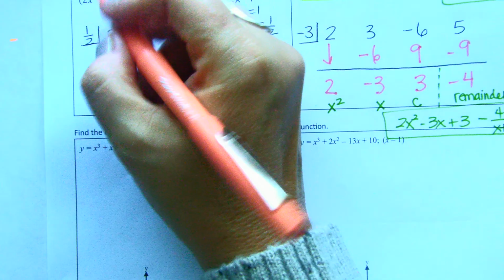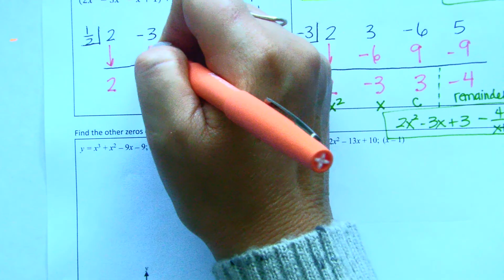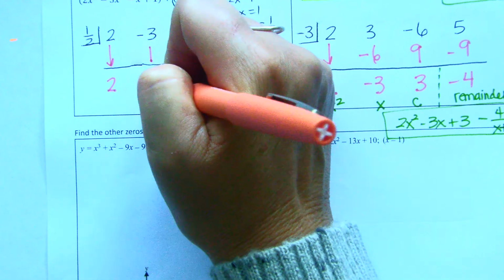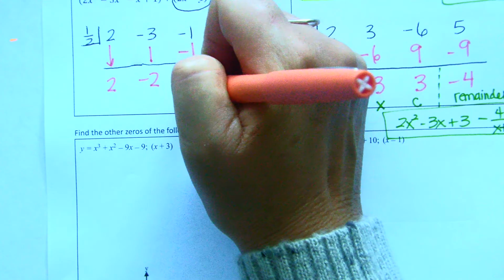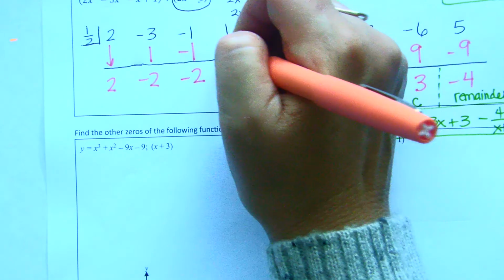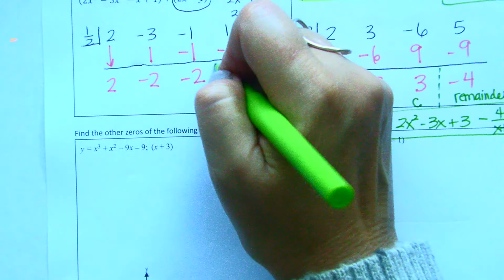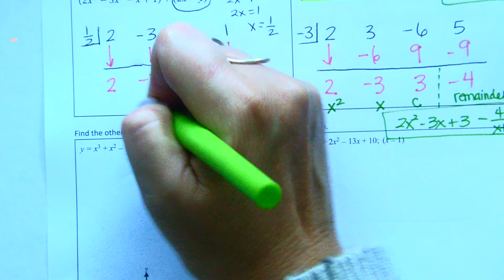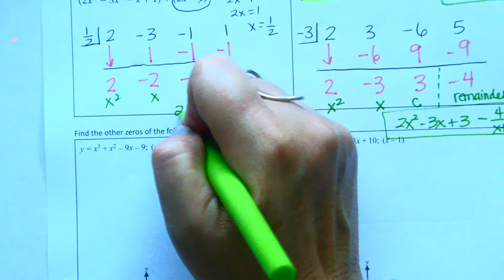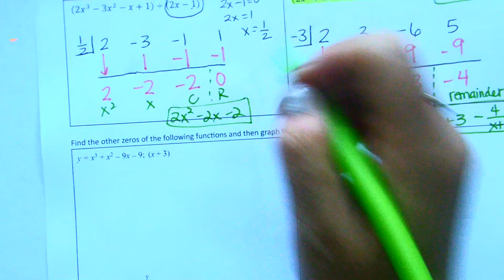If you paused it, welcome back. I bring this down. 2 times 1/2 is a 1. And then I add these. -2 times 1/2 is a -1. Then I add these. -2 times 1/2 is a -1. Okay, great. So then this is the remainder, the constant, the x, and the x squared. So I have 2x squared minus 2x minus 2, and no remainder.